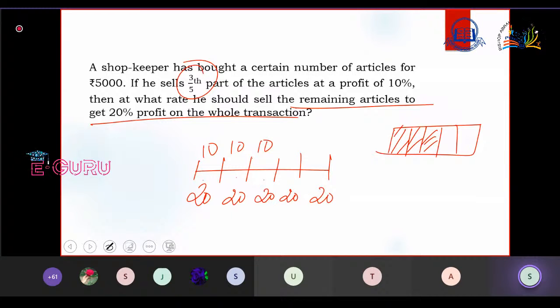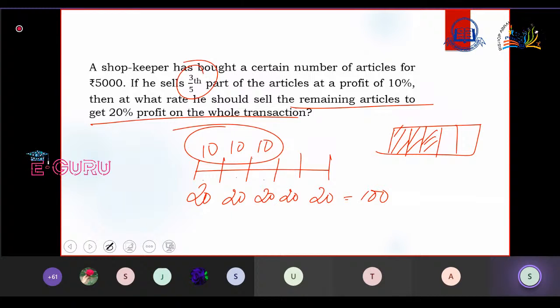Right? He needs 20. So we just need to balance both the parts. That's it. See, in the bottom part, if you are adding all things, you will get 100, right? But on top, you are so far at 30 only. You need 70 more to balance.